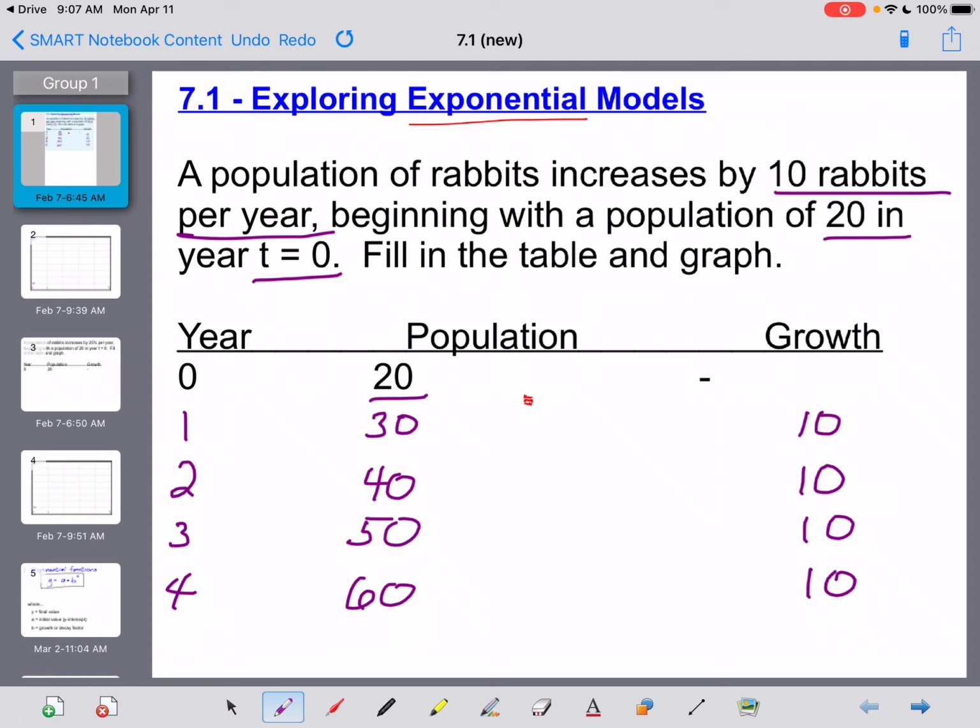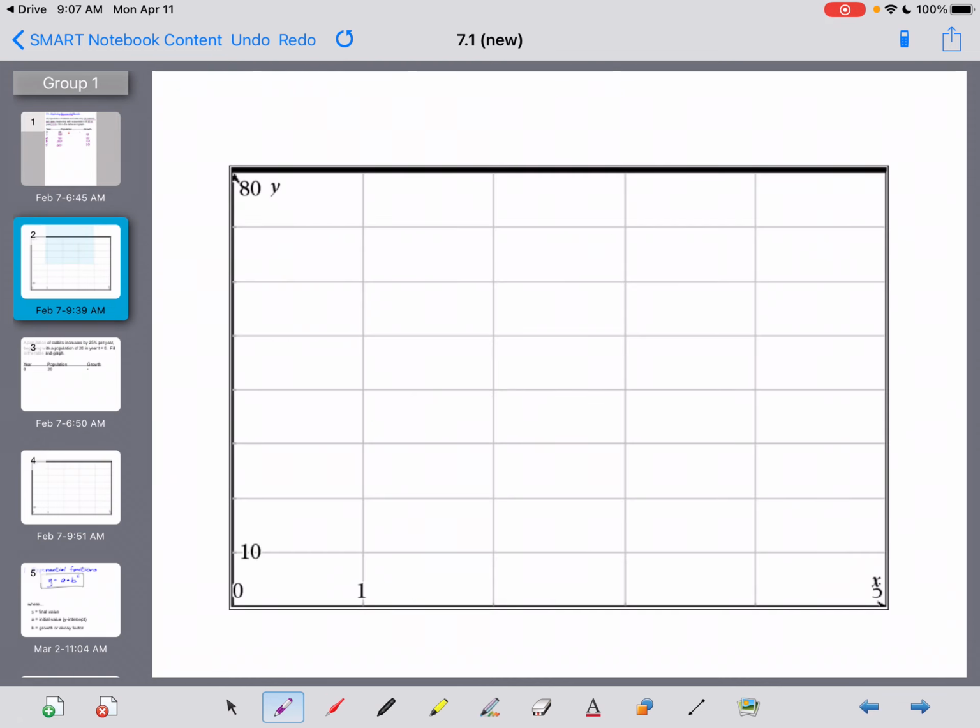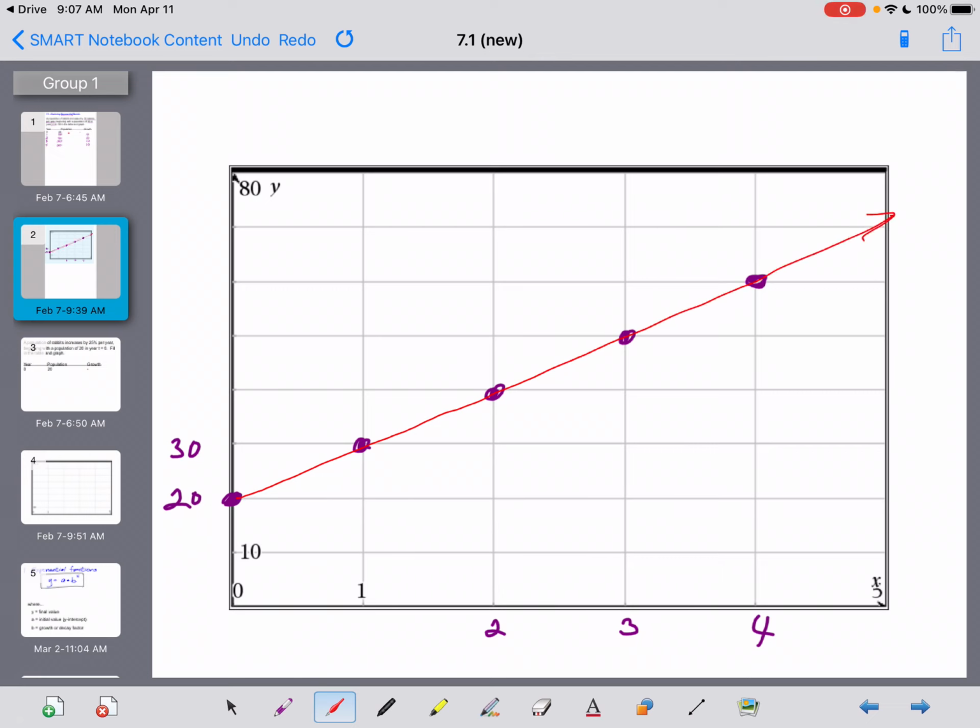On the very next slide, I wanted you to plot out what this might look like, although I'm not going to take too much time on this. In the first year, year 0, we were dealing with 20 rabbits right here. In year 1, we were adding 10, so that would get us up to 30 right here. In the second year, we were up to 40 rabbits. In the third year, we got up to 50. In the fourth year, we got up to 60. So our graph looked really, really simple, everybody. We have a series of points which are all collinear, and if we connected those points, we would get a linear function.